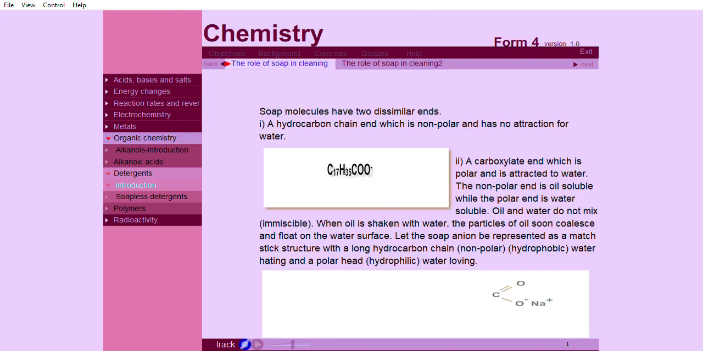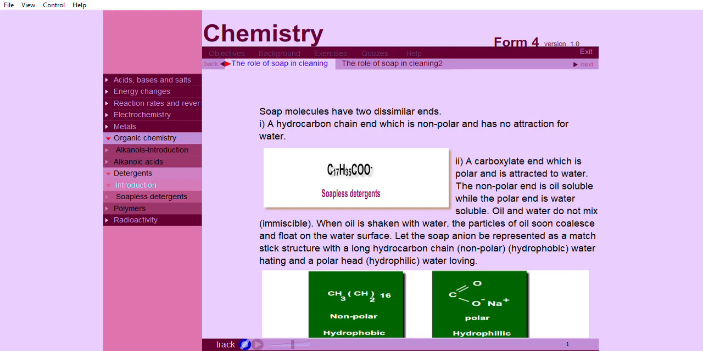Soap molecules have two dissimilar ends: a hydrocarbon chain end, which is nonpolar and has no attraction for water, and a carboxylate end, which is polar and is attracted to water. The nonpolar end is oil-soluble, while the polar end is water-soluble. Oil and water do not mix, they are immiscible. When oil is shaken with water, the particles of oil soon coalesce and float on the water surface.